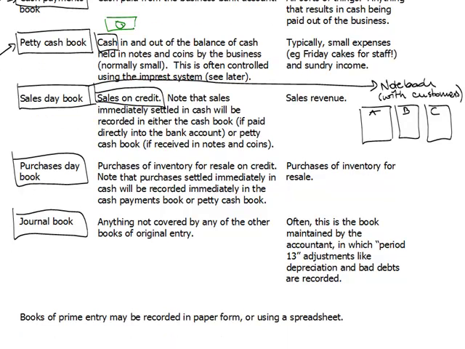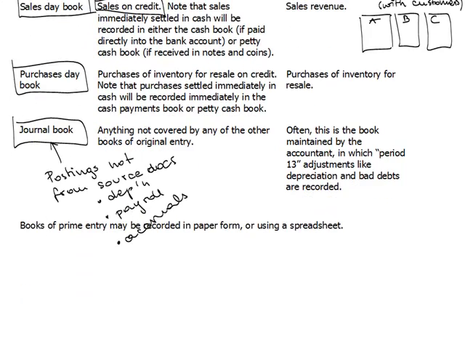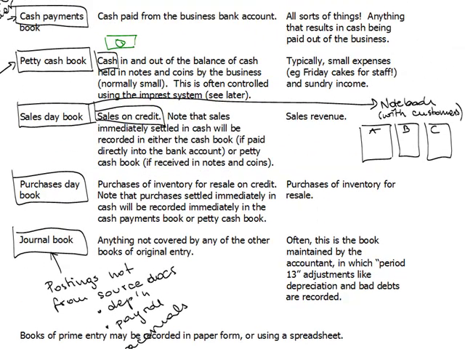There are certain postings that do not result from source documents. An example is depreciation. You're not going to get it on an invoice or something. Payroll is another one. Your employees will not issue an invoice. You just have to calculate it. All those things like accruals will go there, the transactions that do not come from source documentation. So every single transaction that you enter into during a period must be entered into one of those books.